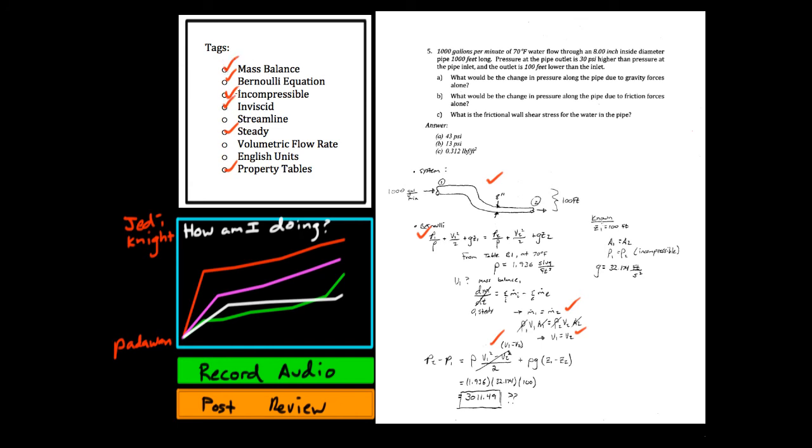You definitely applied the inviscid assumption and flow along a streamline in order for Bernoulli to work. Looks like you got the volumetric flow rate down. So really you just need to work on these English units a bit. Overall though, really great job.